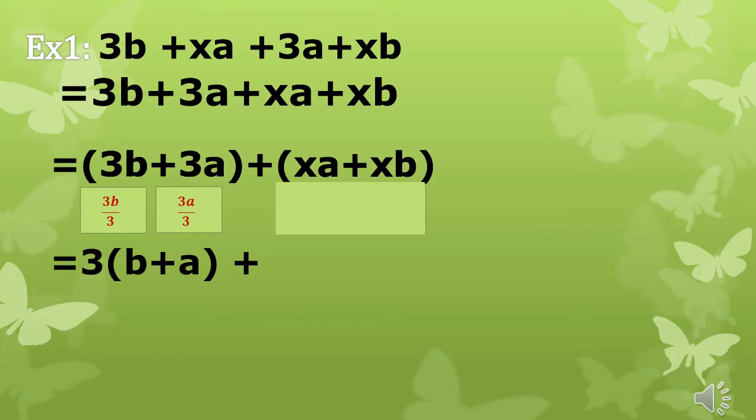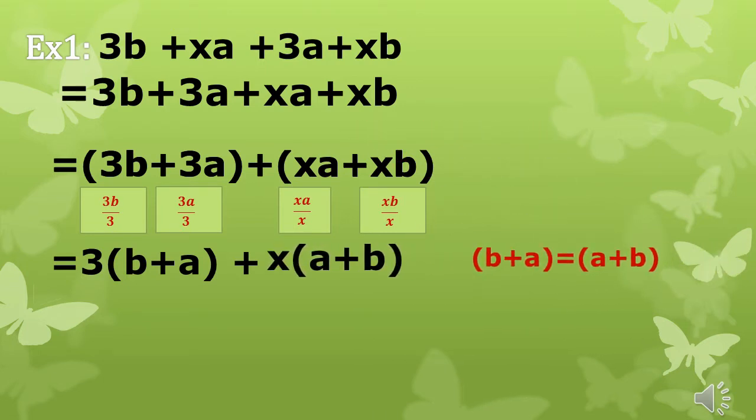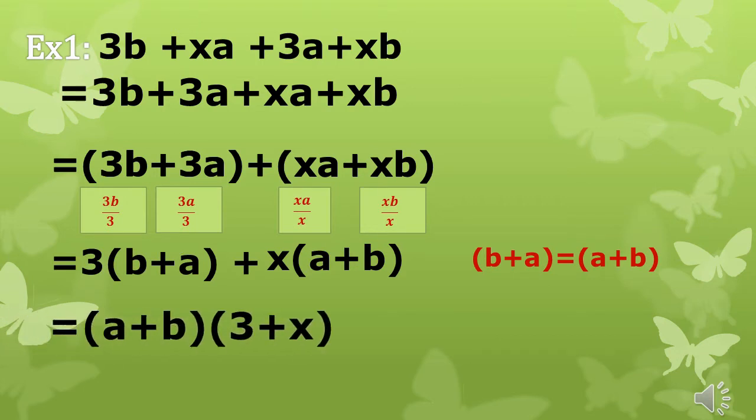Looking at the second binomial, we find out that the common factor is x. So you divide each term by x, you will get a plus b. And we rewrite it as x multiplied by a plus b. From the commutative property, you know that b plus a is the same as a plus b, which means it's a common factor. I can divide each term by it. You will have left 3 plus x. And the final factorization will be a plus b multiplied by 3 plus x. And we cannot factorize any of these any further.